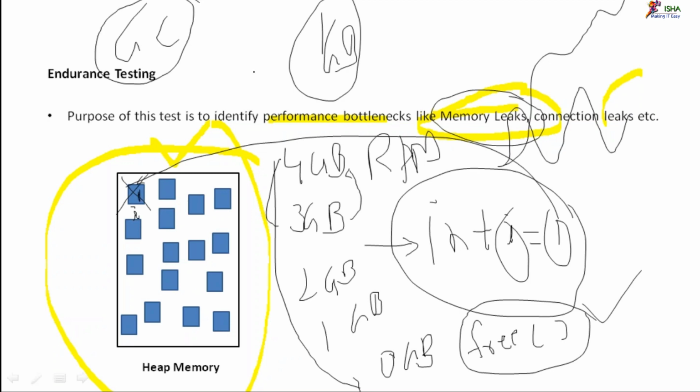This is the heap memory. In the whole of the RAM, we divide it into different portions. One of the portions is the heap memory.